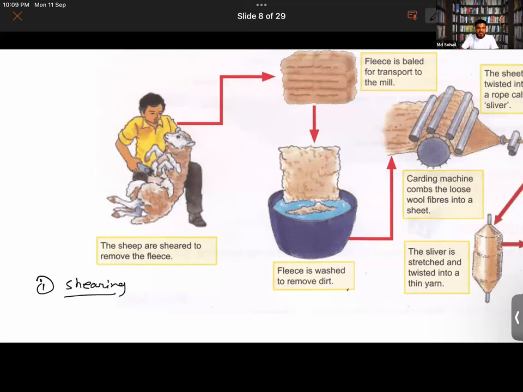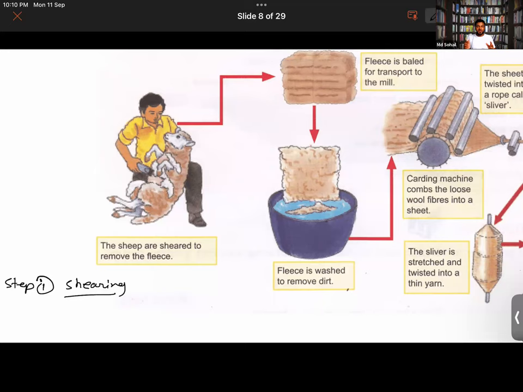Define the step shearing. What does it mean? The sheep are sheared to remove the fleece. That is called shearing. So this is your step number one, in which the fleece of the sheep along with a layer of the skin is removed from the body. It does not hurt the animal. Remember that. It's the extra growth of skin that has accumulated over its body.